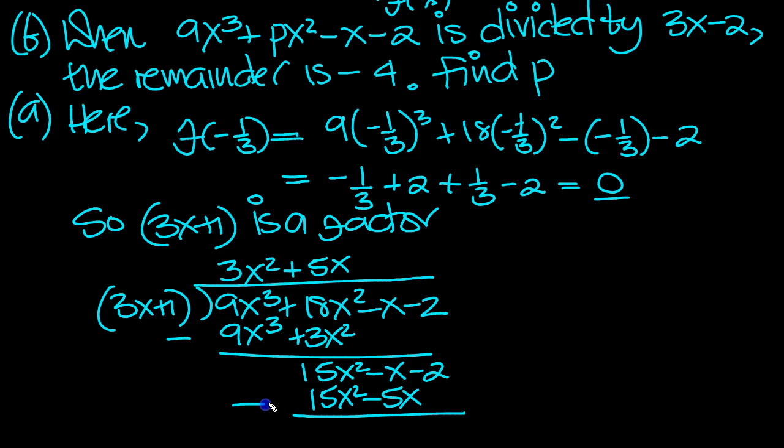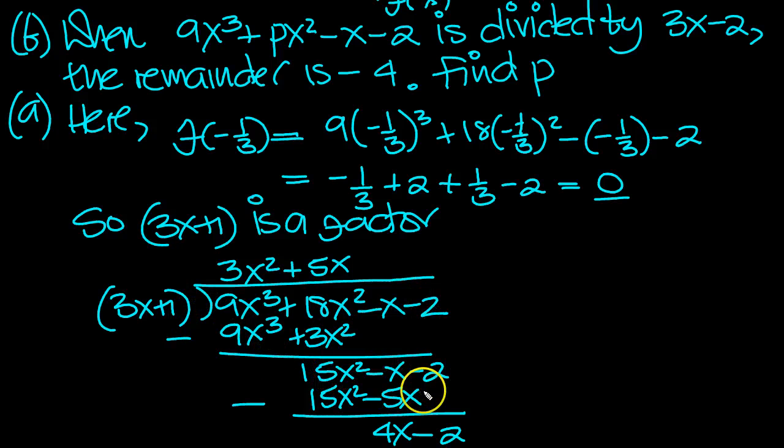And let's take them away again. These cancel, that's why we're doing it. Minus x, take away 5x is minus 6x. Minus x plus 5x is 4x. And then we've got a minus 2, which doesn't look like it's going to factorize here, does it? So what have I done wrong?